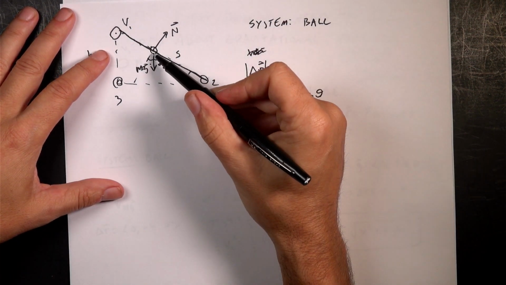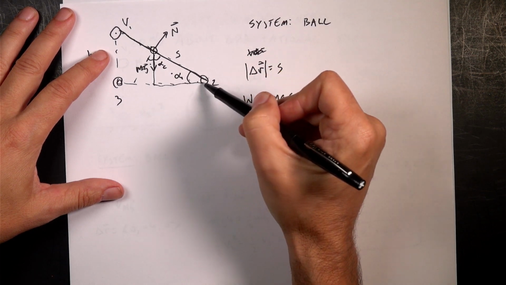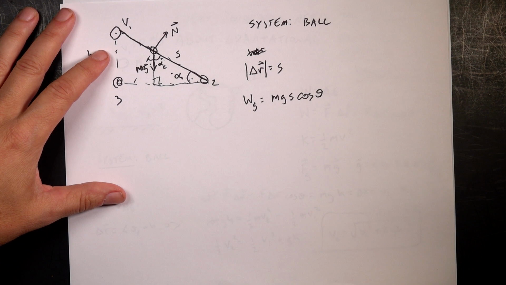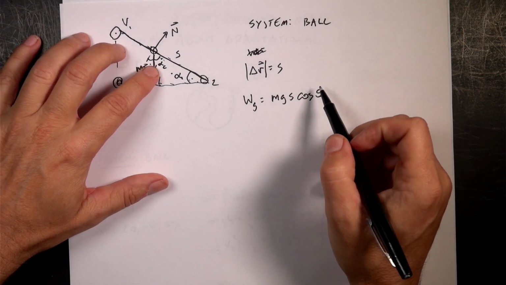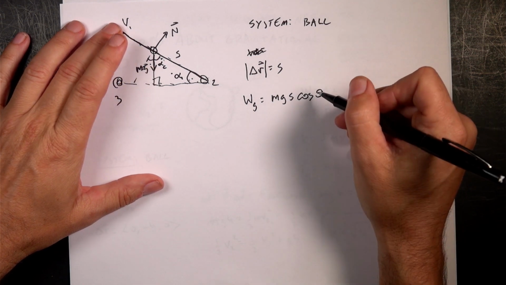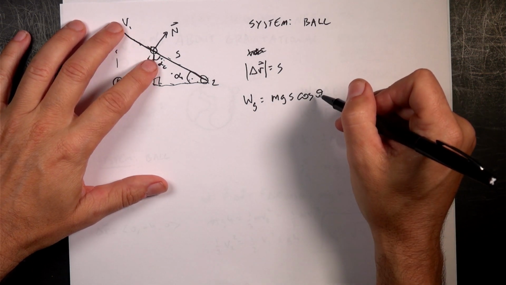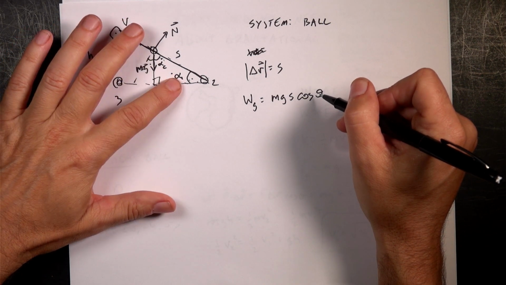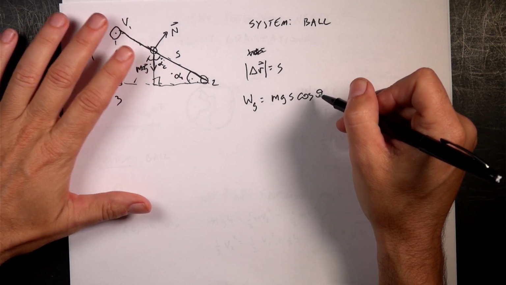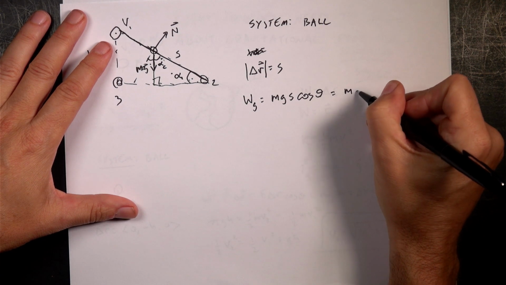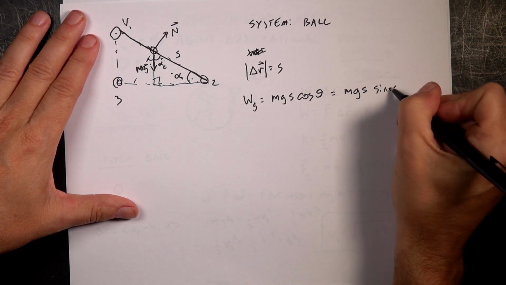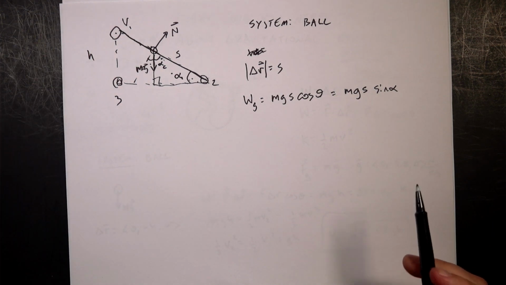Because you could also look at it this way. If that's alpha, that's 90 degrees. That's the complement of 90 degrees. Is that okay? That should be okay. Okay, so the complement of theta, or theta is going to be alpha C, which is the complement of this, which is the same as the sine of alpha. So this is going to be mgS sine of alpha. Cosine of alpha C is the sine of alpha.